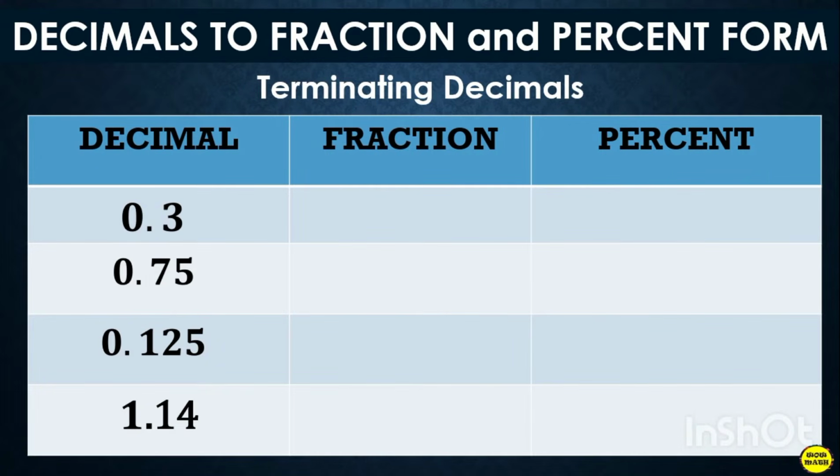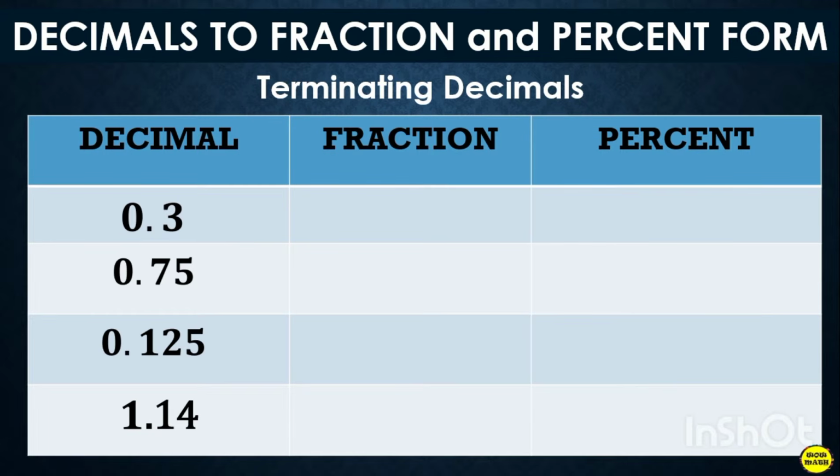So in converting decimals to fraction and percent form, we have two kinds of decimal, the terminating decimal and the repeating decimal. First, let us discuss how we convert terminating decimals. When we say terminating, these are the decimals that have an exact value or that end. When we say repeating decimal, this is the unending one. So let us convert terminating decimals into fraction and percent form.